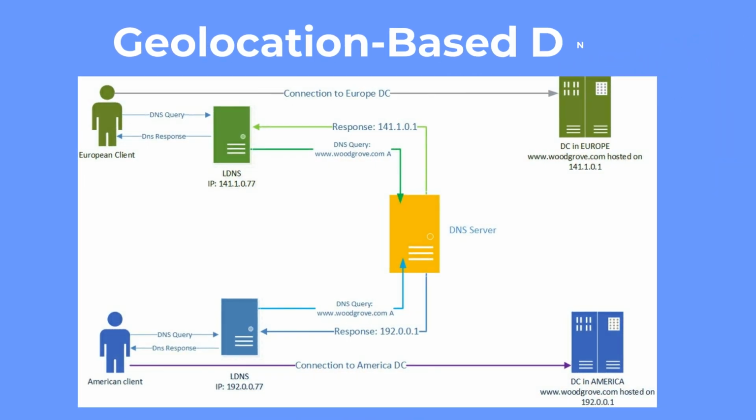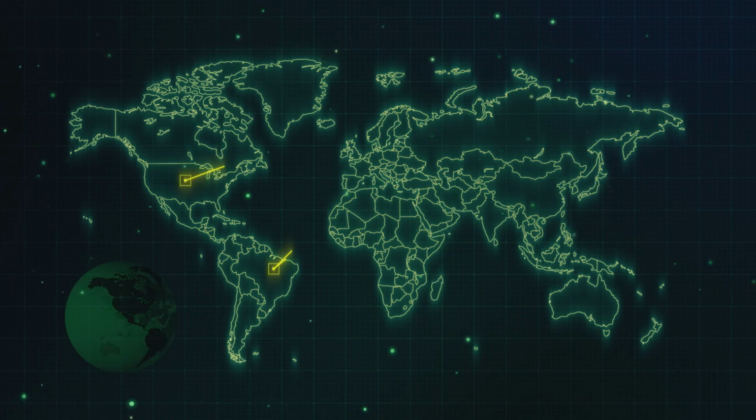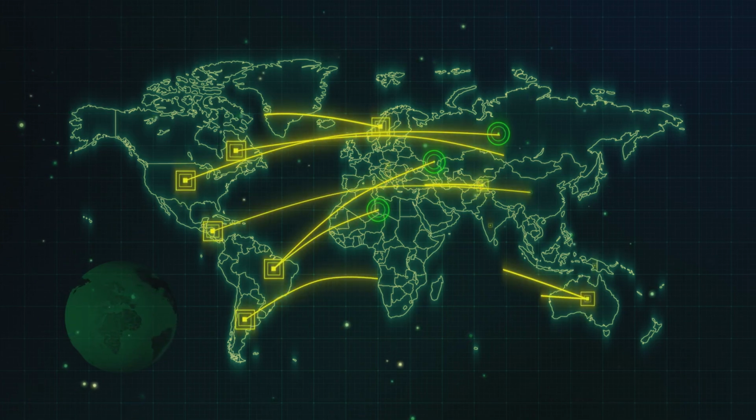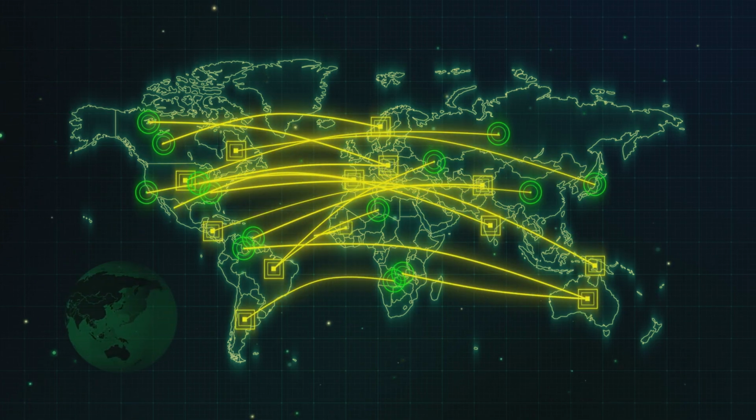Geolocation-based DNS. Some DNS systems can return different IP addresses based on the user's geographic location, ensuring faster content delivery by directing them to the nearest data center. These advanced techniques help websites remain fast, reliable, and highly available.